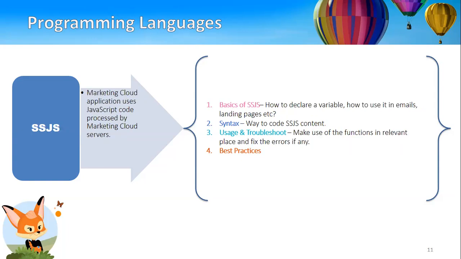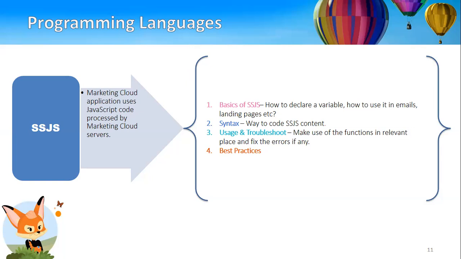And next is SSJS. Similarly to how you learn AMPscript, in a similar way you need to understand SSJS as well. The basic step here for SSJS is JavaScript. If you know JavaScript very well, then SSJS would be like a cherry on top of the cake. So it's very easy for you to understand what SSJS is. Marketing Cloud application uses JavaScript code processed by Marketing Cloud servers.